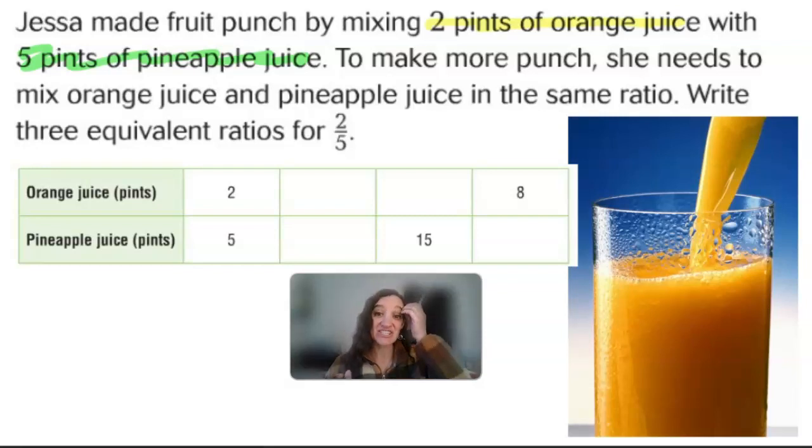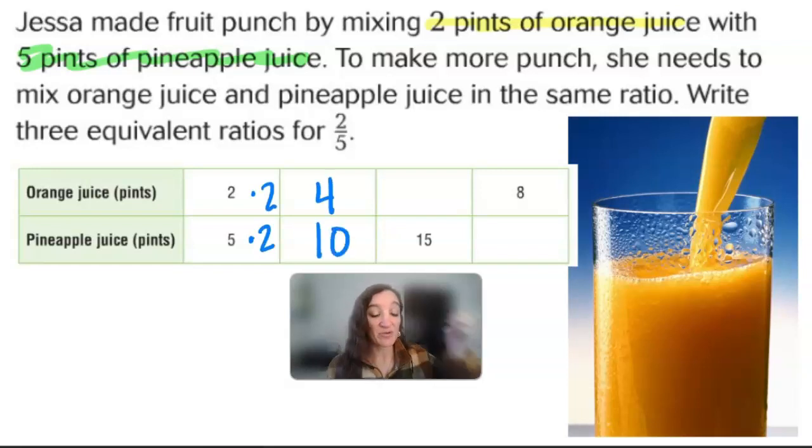Okay, so delicious that she needs to make more, right? So if she wanted to make a bigger batch, how could she do that? Well, like we talked about, she could double the recipe, couldn't she? She could take the 2 and the 5, double both of them, and you would need 4 pints of orange juice and 10 pints of pineapple juice. And it would taste exactly the same. It wouldn't be too orangey. It wouldn't be extra pineapple-y. It would be the same as doing the 2 to 5 ratio.